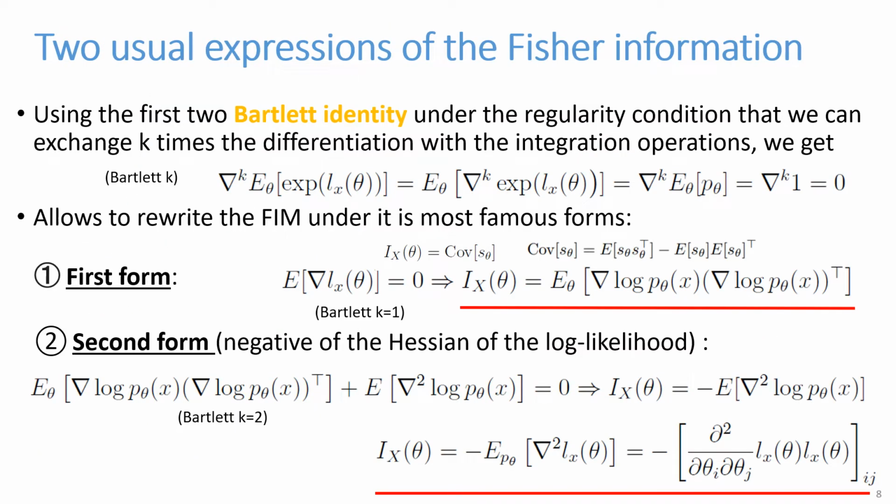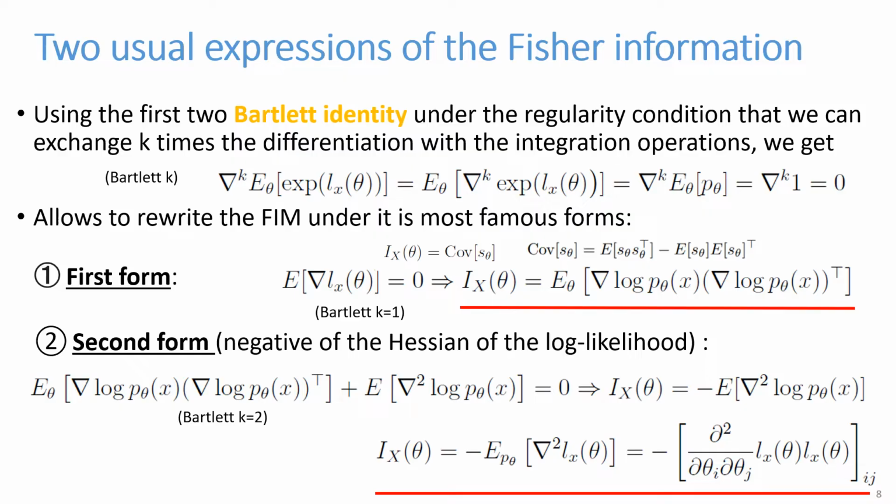In many textbooks, the Fisher information is expressed using expectations instead of the covariance of the score. This is because the expectation of the score is 0 under regularity conditions. More generally, we can use the so-called Bartlett identity to rewrite the Fisher information in two forms.